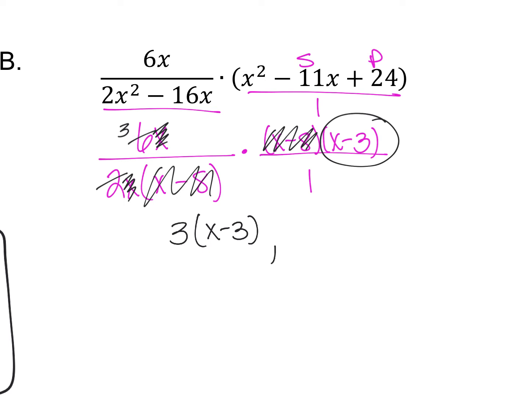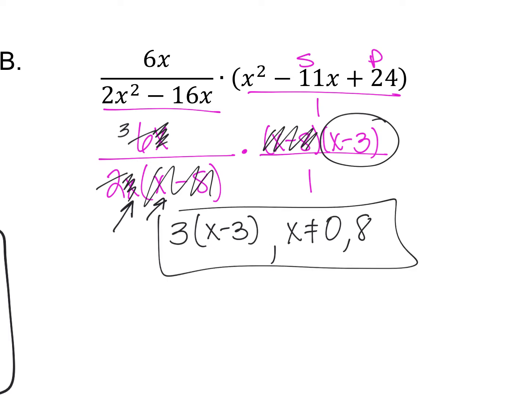So looking at my denominators, that would be a 0, because 2 times 0 would cause that to be 0. And then this one would be positive 8. So x cannot be 0 or 8. So lots of factoring.